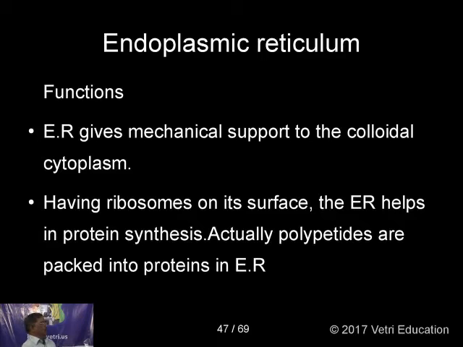Regarding the functions, endoplasmic reticulum gives mechanical support to the colloidal cytoplasm. Having ribosomes on its surface, the endoplasmic reticulum helps in protein synthesis. And polypeptides are packed into proteins in the endoplasmic reticulum.